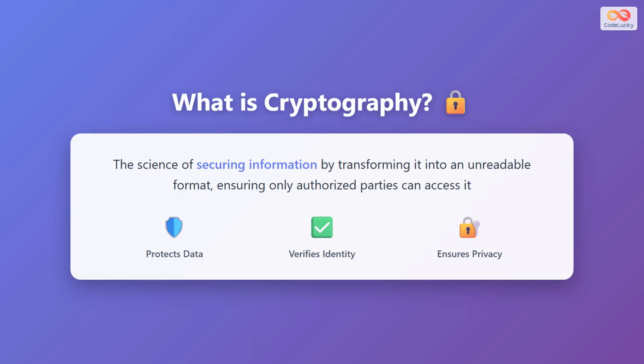Cryptography is the science of securing information by transforming it into an unreadable format, ensuring that only authorized parties can access the original data. It serves three critical functions in modern systems. First, it protects data from unauthorized access through encryption. Second, it verifies the identity of users and systems through authentication mechanisms. Third, it ensures privacy by keeping sensitive information confidential. These three pillars make cryptography essential for any secure digital communication system.